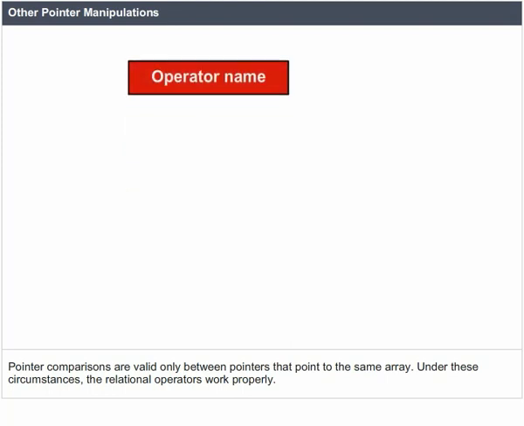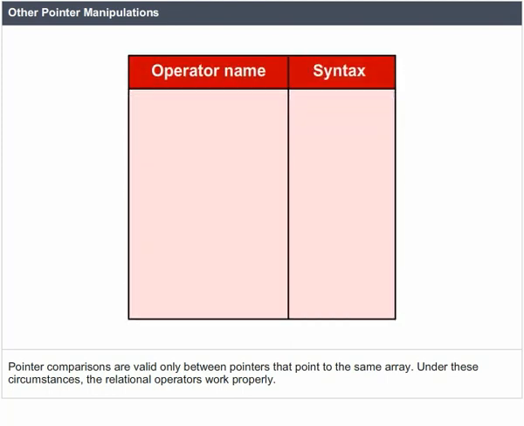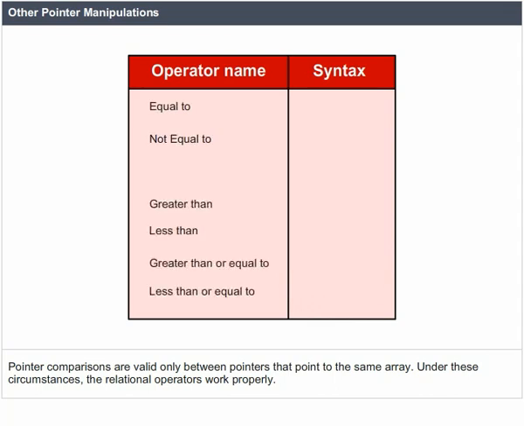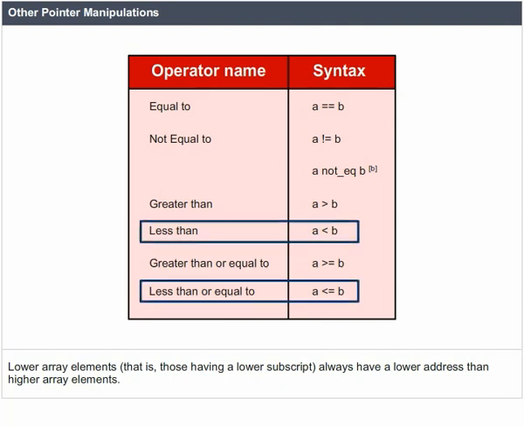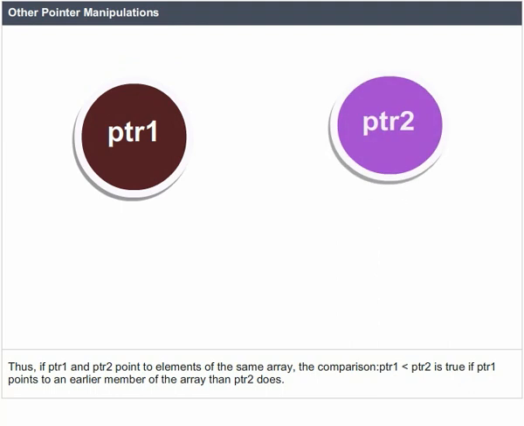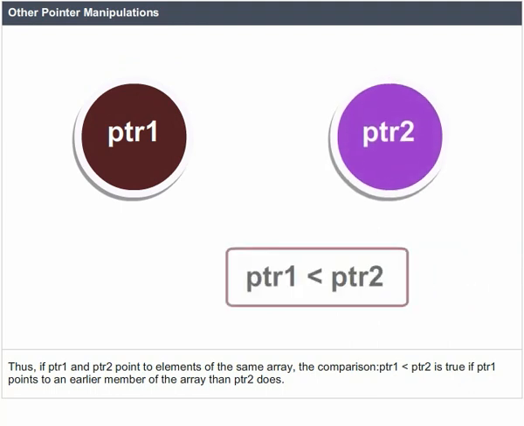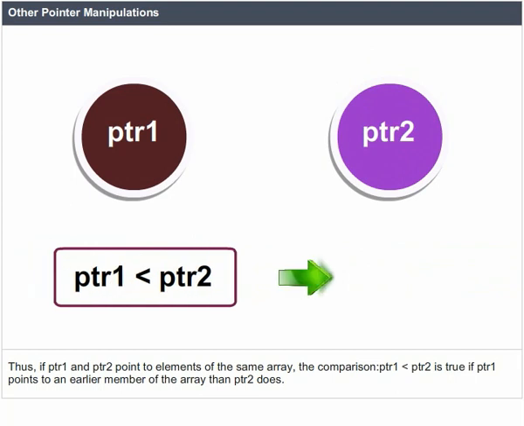Pointer comparisons are valid only between pointers that point to the same array. Under these circumstances, the relational operators work properly. Lower array elements, that is, those having a lower subscript, always have a lower address than higher array elements. Thus, if ptr1 and ptr2 point to elements of the same array, the comparison ptr1 less than ptr2 is true if ptr1 points to an earlier member of the array than ptr2 does.